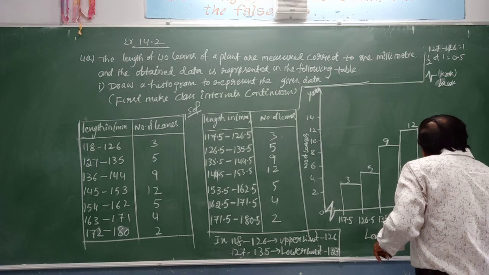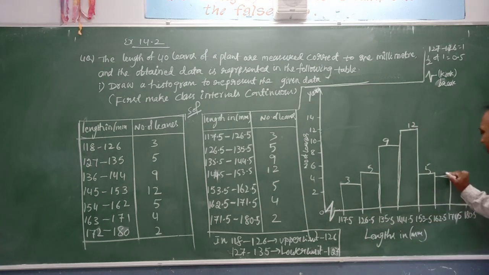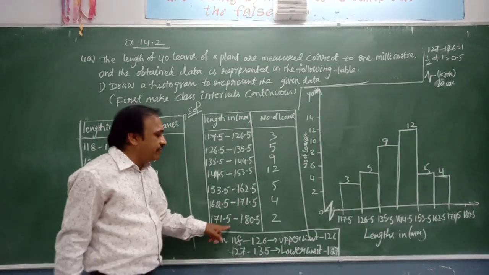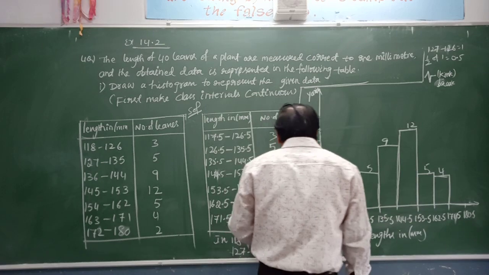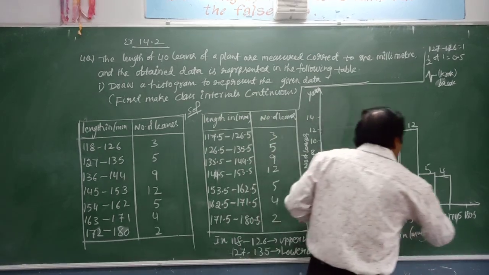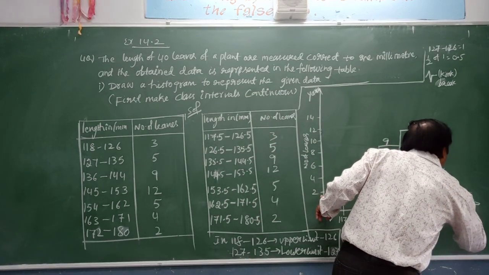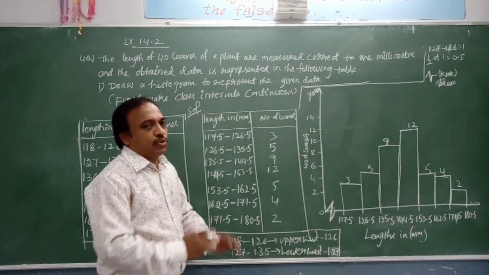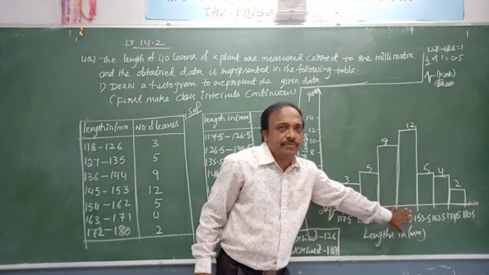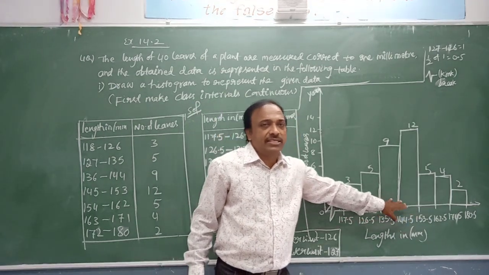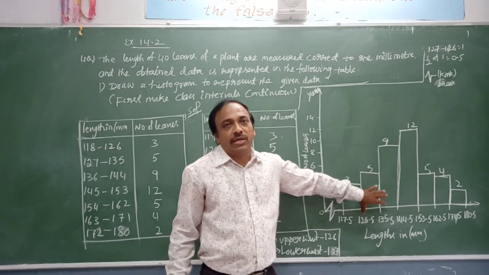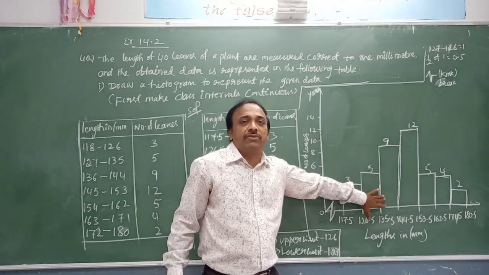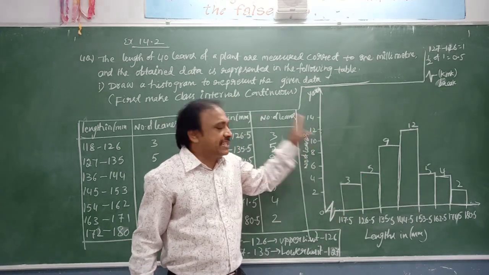You see the frequency and the exact number you need to locate. Then the last one, 171.5 to 180.5, that is 2. So this is 2. This is how we represent it. There is no gap between the rectangular bars, and the area of these rectangular bars will be proportionate to the frequencies.